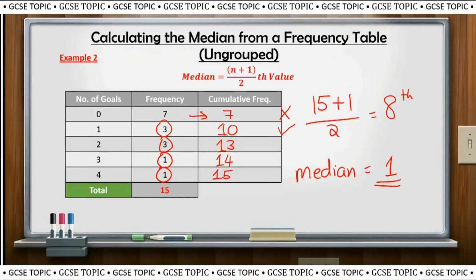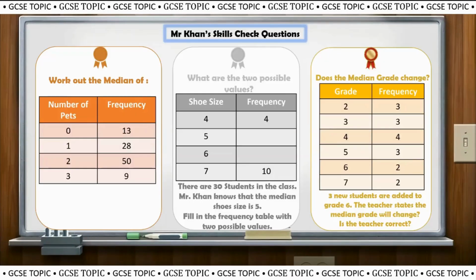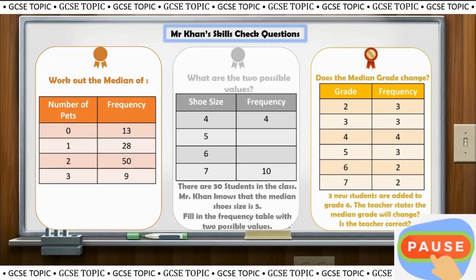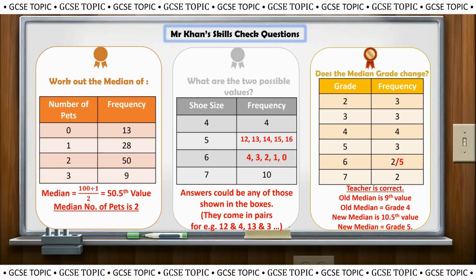Now that you have seen my worked examples, I would like you to apply the knowledge I've shared with you by attempting Mr. Khan's skills check questions. Here are Mr. Khan's skills check questions. Please press pause and have a go at the questions on your screen. Once you have completed the questions, press play to mark your answers. Here are the answers to Mr. Khan's skills check questions. See how you have got on by marking the questions you have done.